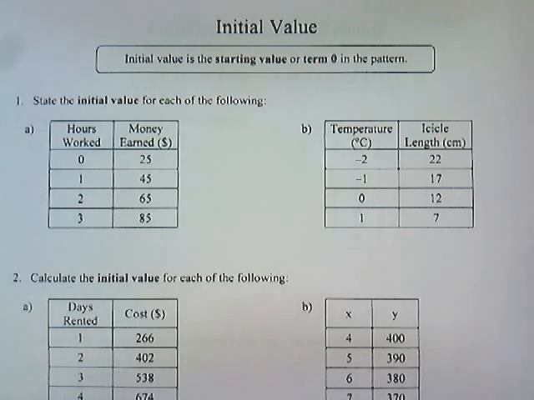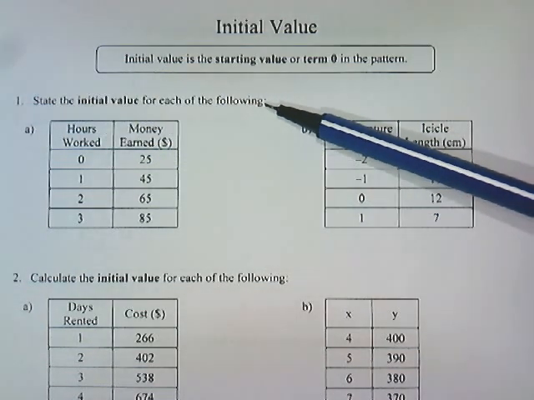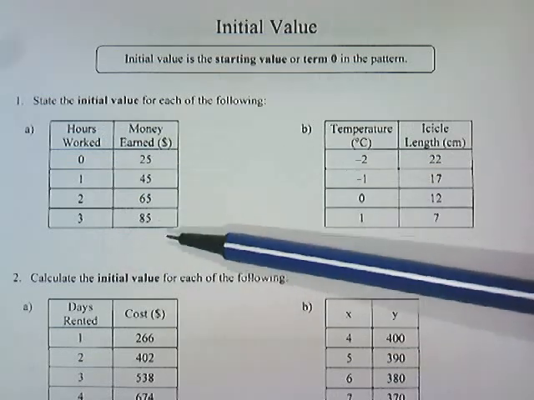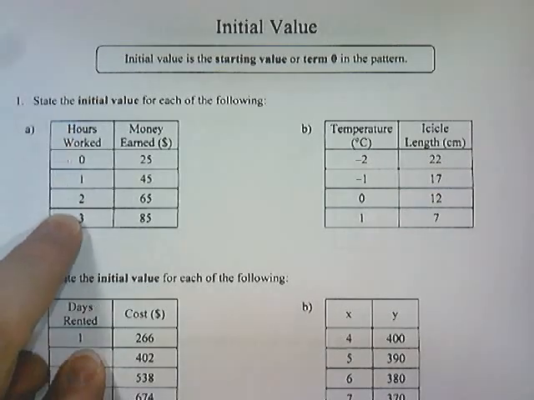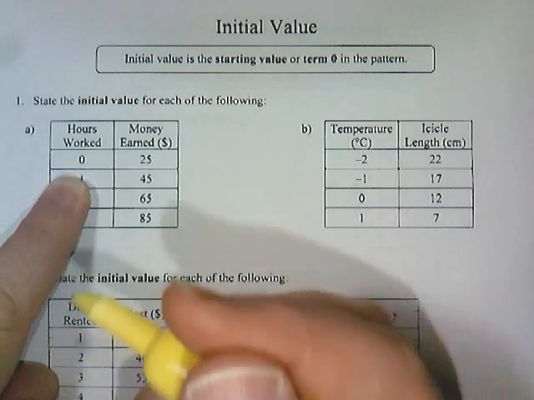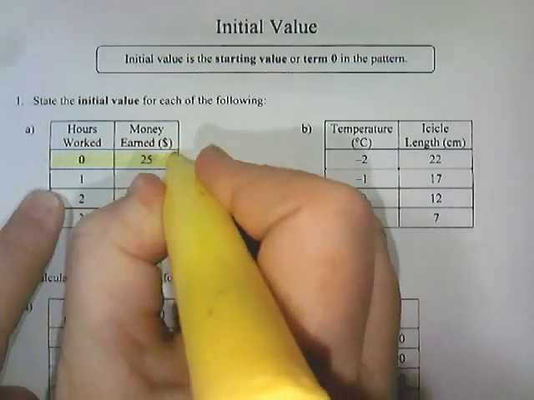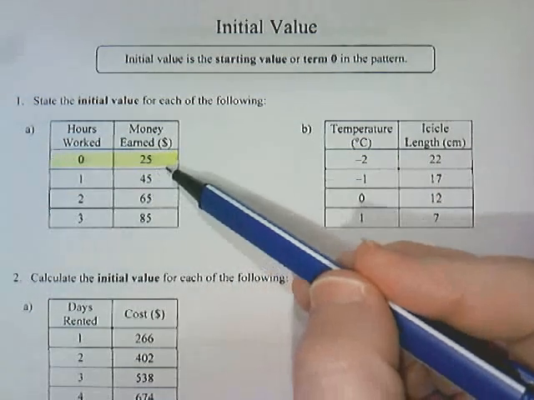So we're going to look at a couple of tables of values, and we're going to see if we can pick out or calculate what the initial value would be. So in this one, it says state the initial value for each of the following, and we have hours worked and money earned. So when I'm looking for the initial value, I am looking for term 0. So on the X side, or the side that's on the left-hand side, I am looking for a 0. And I see here that for hour 0, they earned $25. So my initial value is going to be $25.